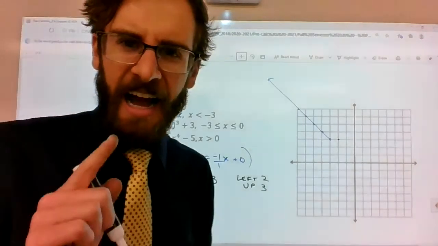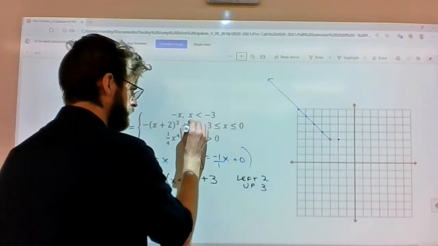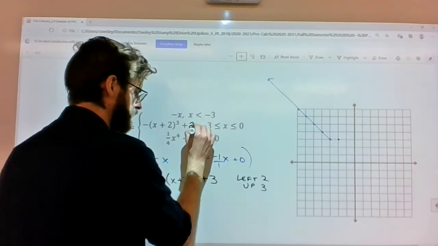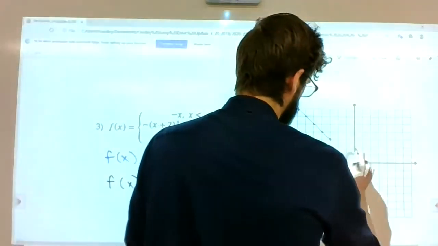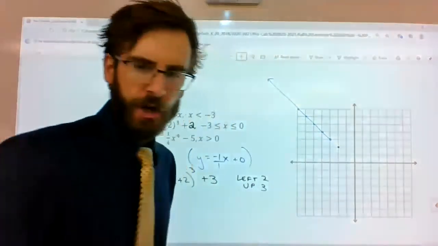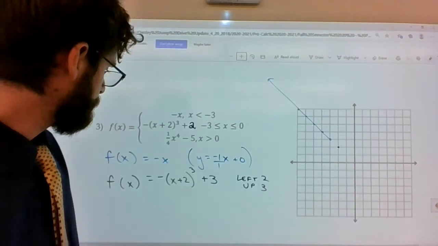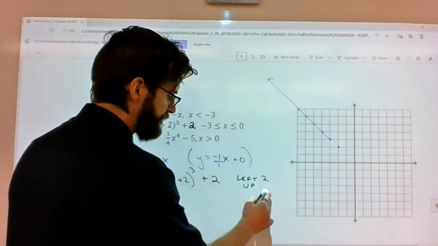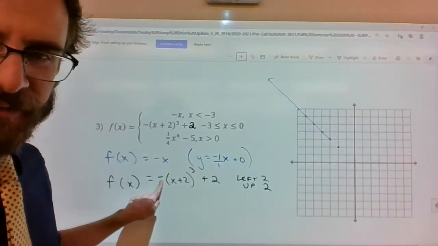Actually, you know what? I think I intended this to be a 2. Yeah, I'm almost positive I intended it to be a 2. So I'll try to go back and change that on the note sheet that I already attached to Google Classroom. Sorry about that. So it's left 2, up 2. And then you've got to ask yourself, what does that negative out front do to it?